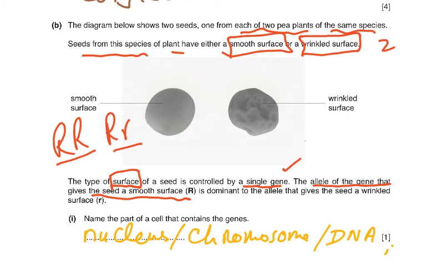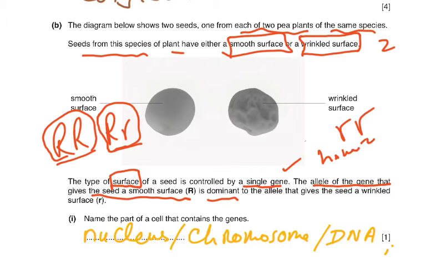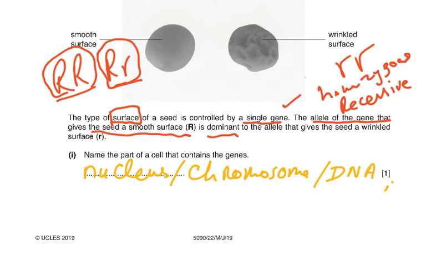It tells you that seed a smooth surface is dominant. So they can be either this or this. That's all. And they give the seed a wrinkle and dominant to the allele that gives the seed a wrinkle. So the wrinkled ones will always be the small r, and these will be the homozygous recessive. Because if you've said it's a recessive trait, then it will only show if it is homozygous recessive. Then it says name the part of a cell that contains the genes: nucleus, chromosome, DNA.